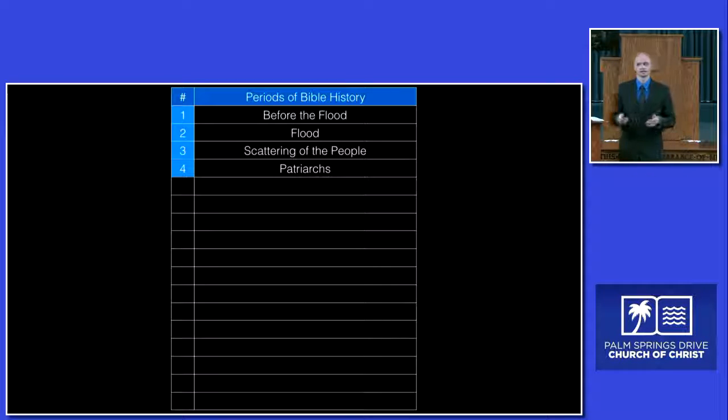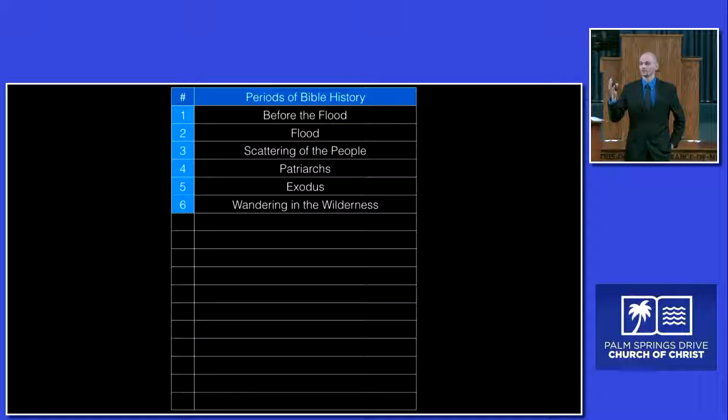All right, next period, the Exodus. Escaping Egypt. Sir? Escaping Egypt, Promised Land. That sums it up. Going to the Promised Land, heading towards the Promised Land. All right, next period is wandering in the wilderness. Sum it up. 40 years. 40 years living in the wilderness. Ma'am? The 12 spies, yeah, that comes right at the end of the wandering.